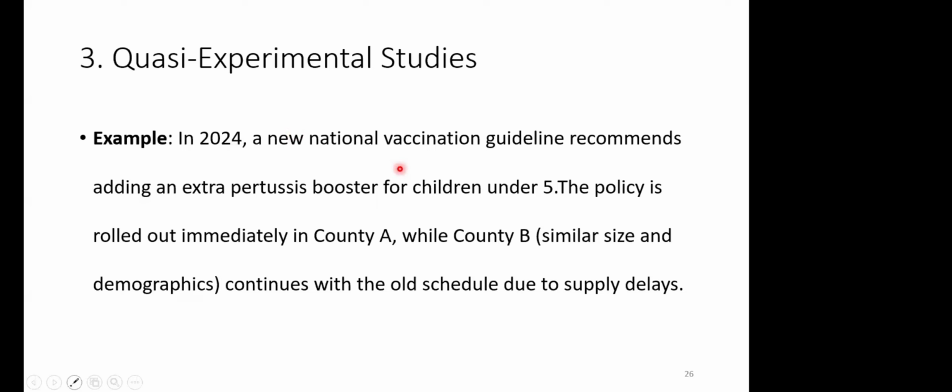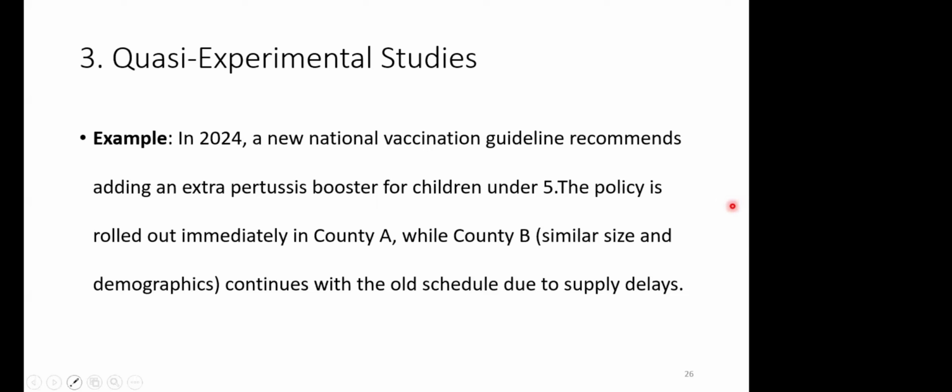An extra pertussis booster for children. Similar size and demographics continues with the old schedule due to supply delays. So the research is designed in such a way that the researchers will compare pertussis in under 5s in the next year, both in counties A and B. And the intervention wasn't really assigned by the researchers themselves.